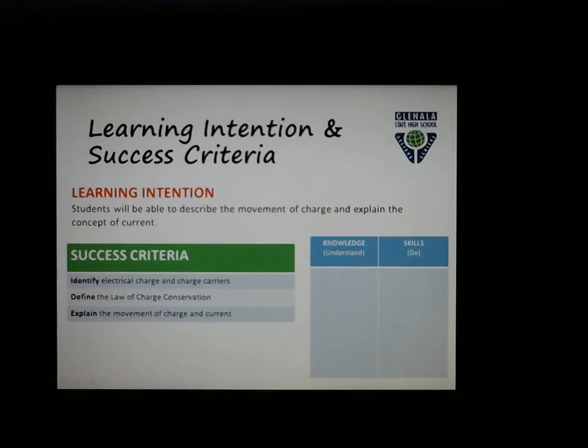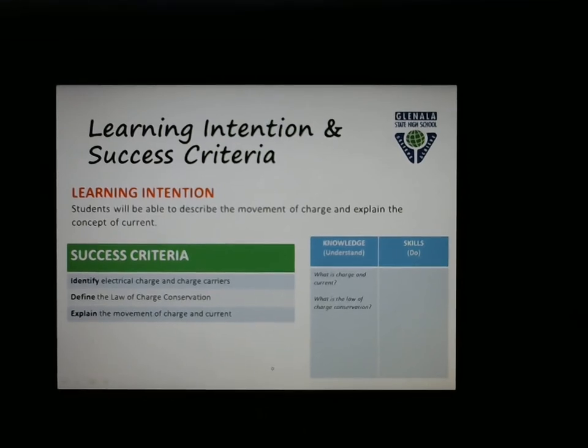Please pause the video, complete the KS table down here on the right. Okay, so having a look at here, we can see, as we would expect at the start of a new unit, we have a lot of knowledge verbs here. We've got some describes, explains, identifies, defines. So really, this is all knowledge stuff. We've got, well, what is charge and current. If we don't know what these are, it's pretty hard to identify it or describe its movement.